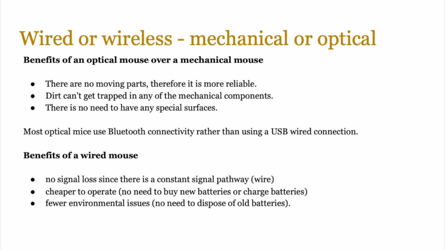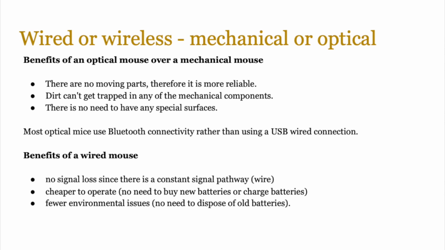Now, you might be asked to compare mechanical to optical mice or wired to wireless mice, and this is for your reference. There are no moving parts in an optical mouse, so they are more reliable, and dirt can't get trapped in any of the mechanical components. There is no need to have special surfaces as well because you're just working with light. Most optical mice use Bluetooth connectivity rather than a USB wired connection.